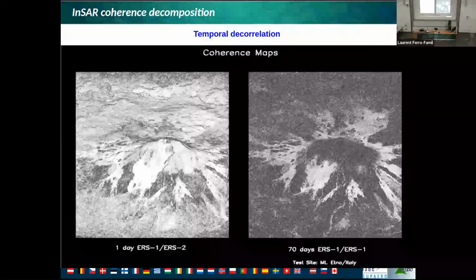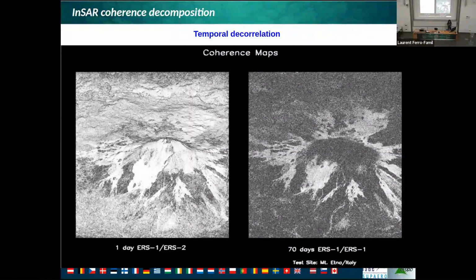This is an image of a volcano, and I think it's still the same, always Mount Etna in Italy, acquired by ERS. You saw this morning, ERS was launched in the beginning of the 90s, and they were doing interferometry with ERS-1 and ERS-2, and there was a one-day gap between the two acquisitions. And over this environment, Mount Etna, there is no vegetation at the top, and then the coherence was high. And this is the same image, but taken between same sites with two ERS-1 acquisitions and a temporal lag of 60 days between two acquisitions.